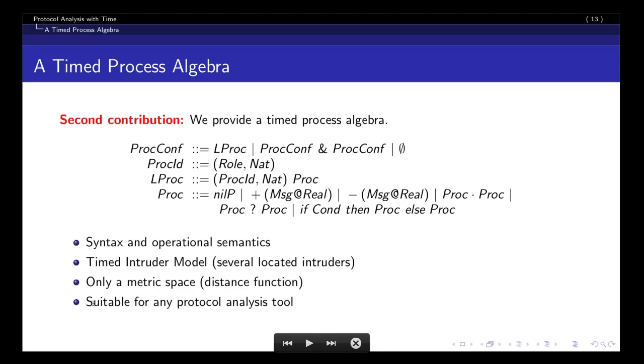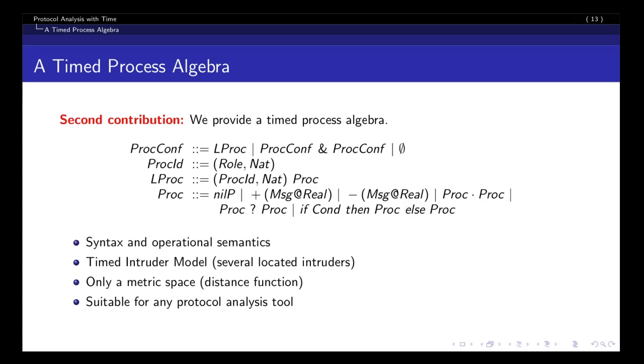This metric space, like I said in the previous slides, the distance only has two arguments. We can have the same role at the same distance, but only in this metric space. All this table, all these properties of the process algebra could be used for other protocol analysis tools.